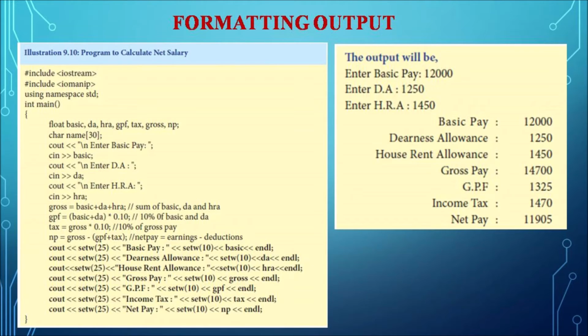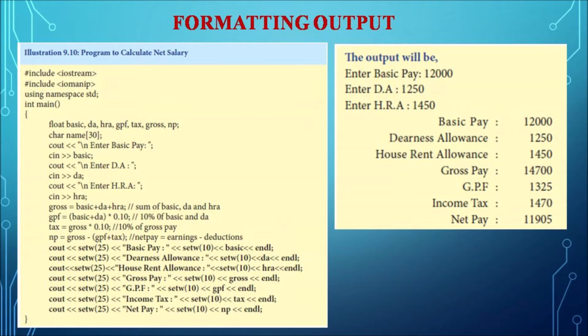Now the user needs to enter the basic pay, and it is stored in basic. In cout it just displays on the screen, enter the basic pay. Once you type the basic pay and press enter, the value is stored in the variable basic with the help of cin. Similarly the DA and HRA will be gathered. And in the calculation part, gross is equal to basic plus DA plus HRA.